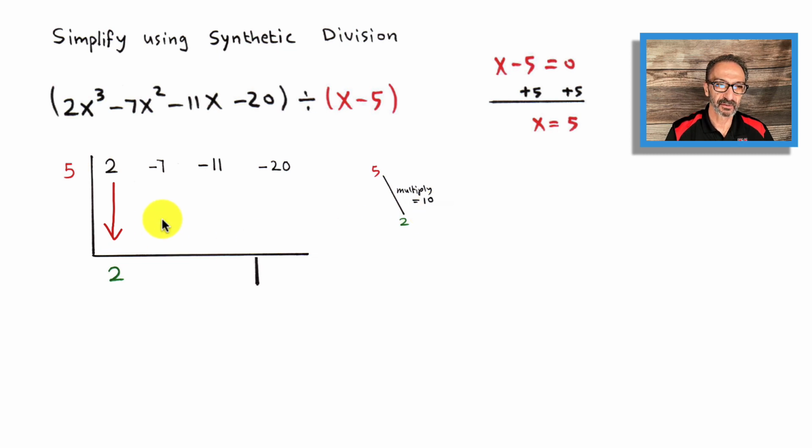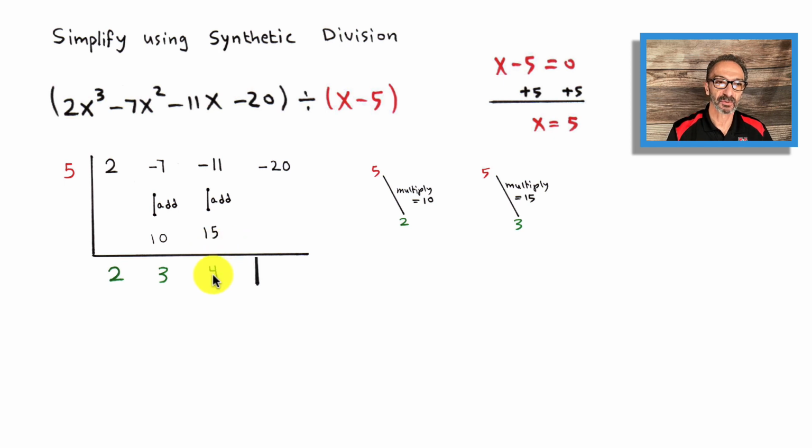Where do you put the 10? Right here. So let's put the 10. Then we add. We add negative 7 and 10. That's a 3. Then we do the process again and again. I'm going to take this 3 times 5. Let's put it on the side. The answer is 15. That goes right here. Then we add. Negative 11 and 15 is 4.